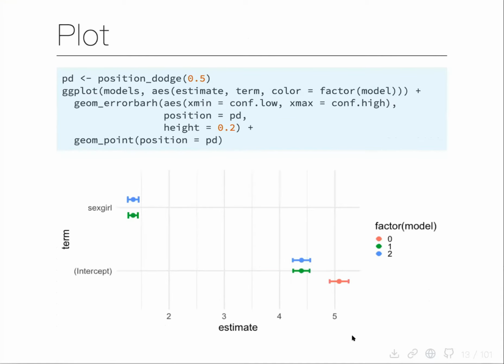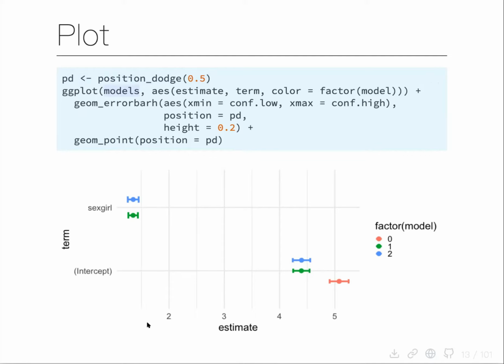From there, we can plot it just like we would any other data frame, okay? So there's, again, lots of ways we can do this, but I'm doing it like this. I'm creating this object called pd for position dodge, and I'm setting it at 0.5. The reason I'm doing this is because these points will by default all be on the same line, that intercept line. And so I want to dodge them out a little bit so they're not all overlapping, okay?